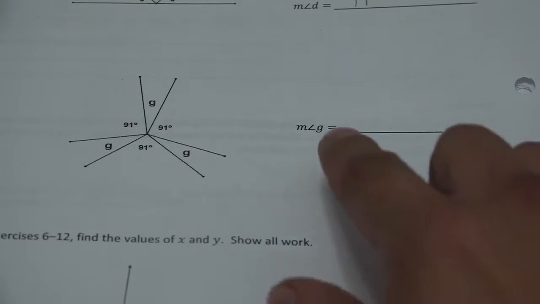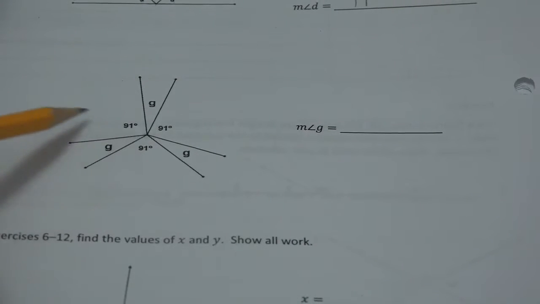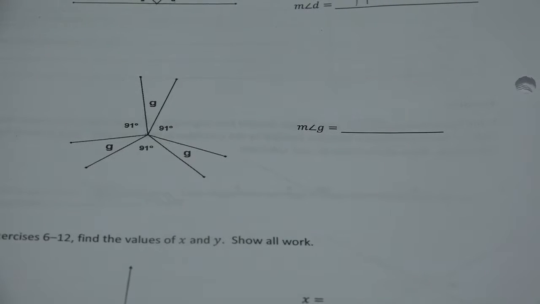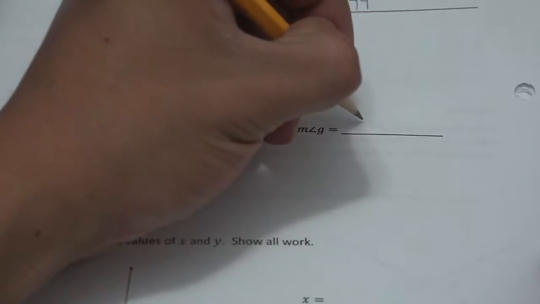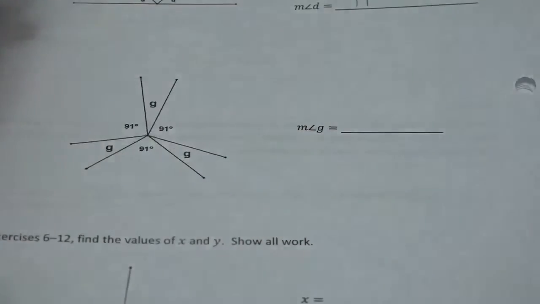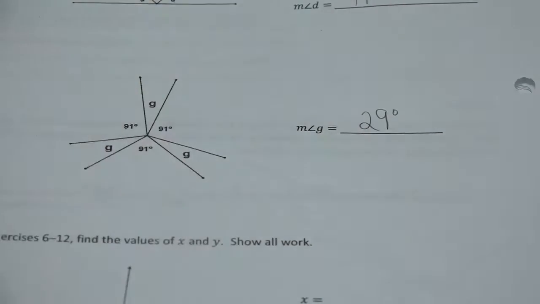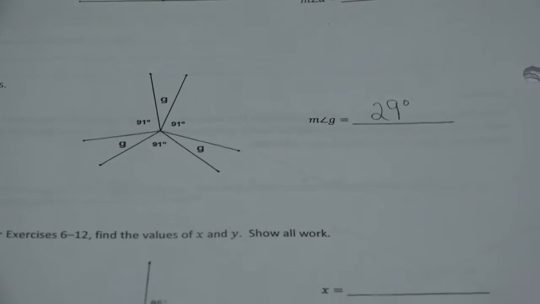All right, the measure of G. Angles at a point add up to, or sum to, 360, 91, 91, 91. So you got, I don't know. Okay. All right, 29. Let's move on to the next one.